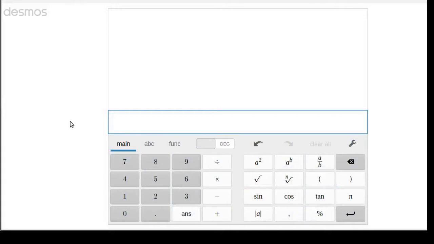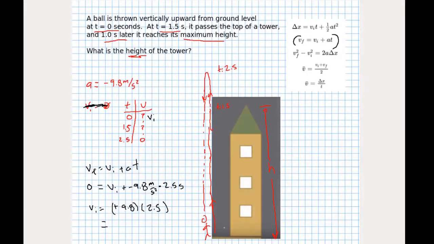and do 9.8 times 2.5. And I get 24.5 meters. No, not meters. 24.5 meters per second. So that means the initial velocity with which the ball was thrown was 24.5 meters per second. And it's plus because it was upwards.